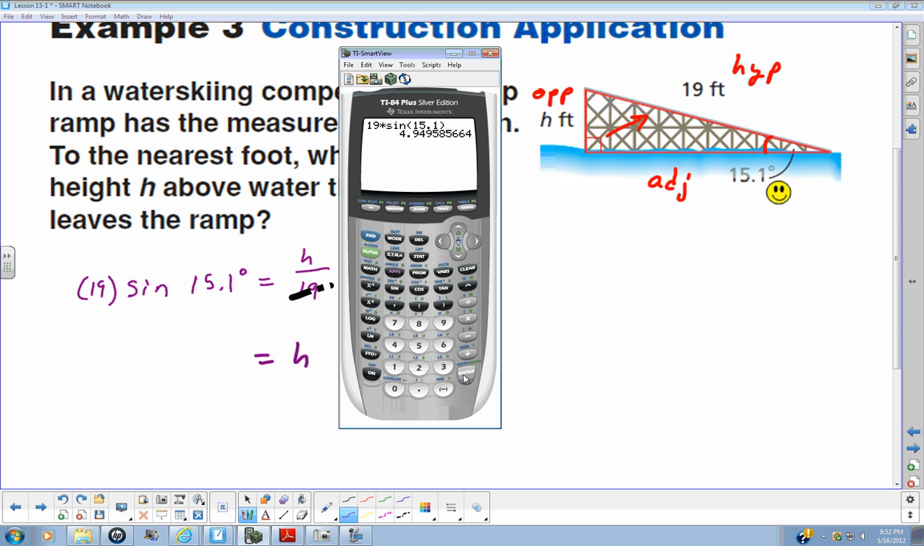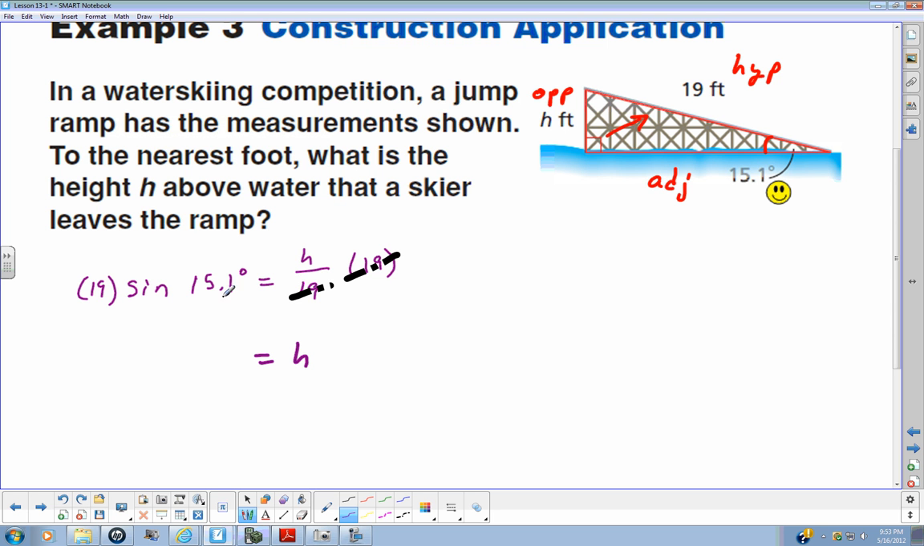Okay, and that gives us an answer of 4.95. So that answer is 4.95, and this is in feet. But their question says to the nearest foot. So the nearest foot, this ramp is going to be 5 feet tall. 5 feet tall ramp.